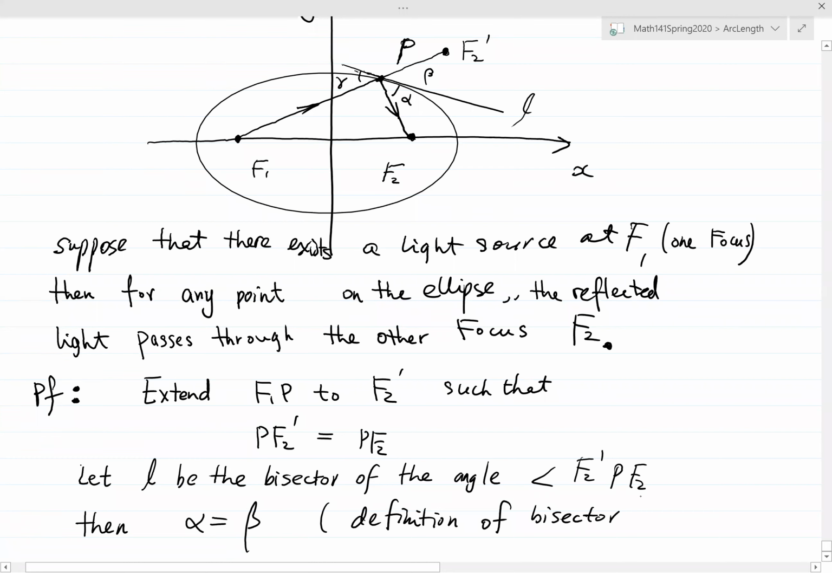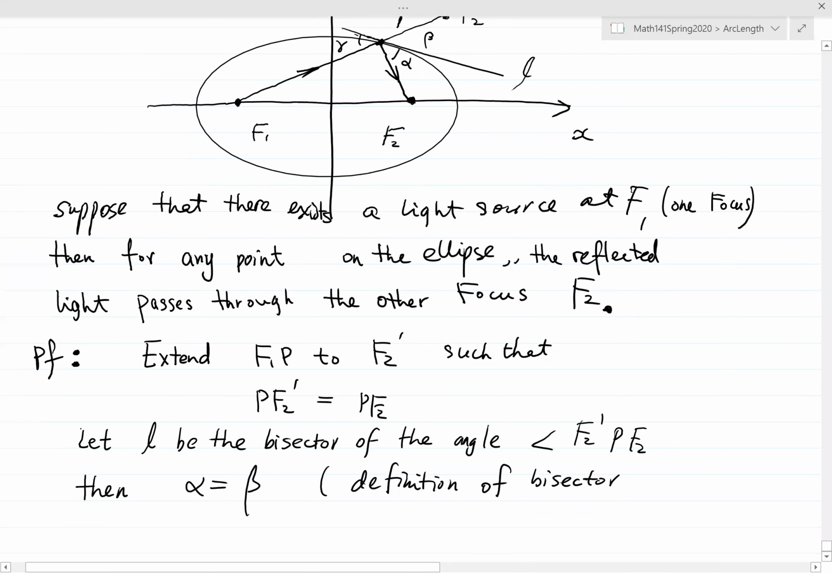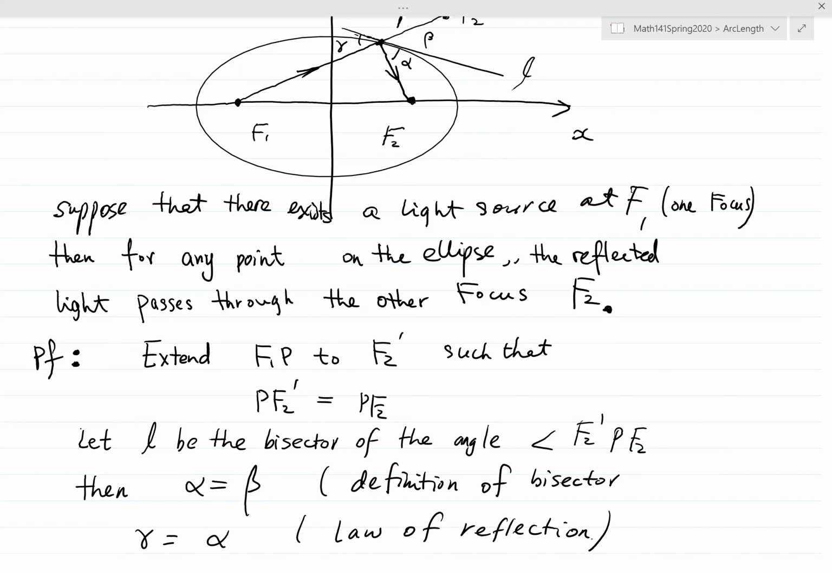Now, if L is a tangent line, then the law of reflection says alpha equals gamma. Okay, law of reflection. Now if L is exactly the tangent line, this is exactly how light is reflected.